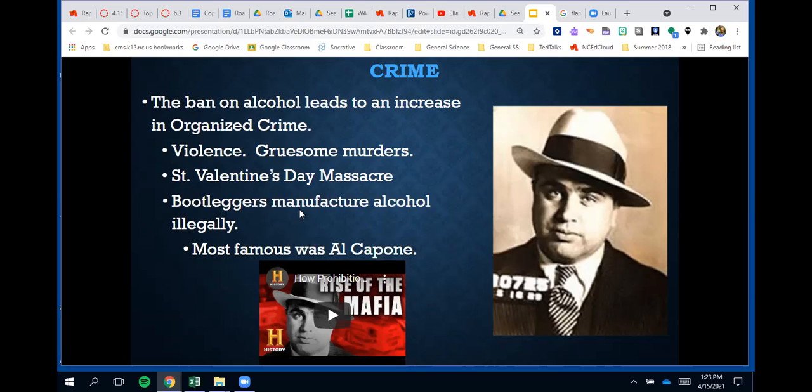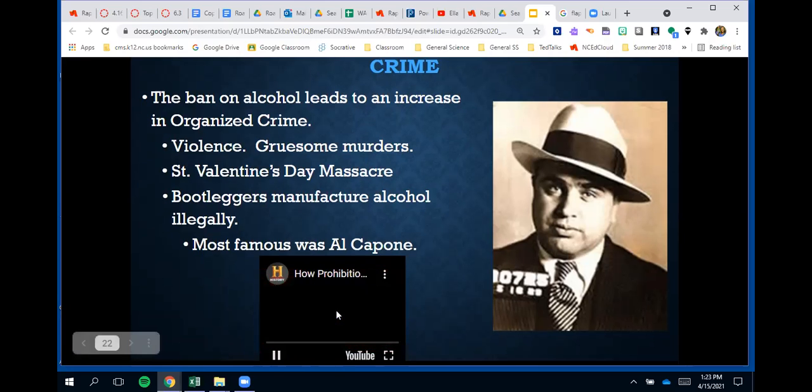Yeah, so Al Capone, we're going to watch a video on. But these are also guys who are trading alcohol. That's how they get their money. They're called bootleggers. Bootleggers is a word for people who are illegally trading alcohol. So the most famous is Al Capone. And some of you might know about this dude, but we're just going to play this clip really quick.